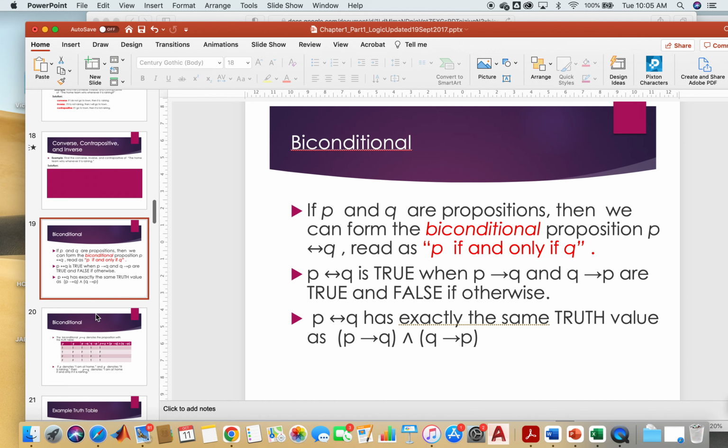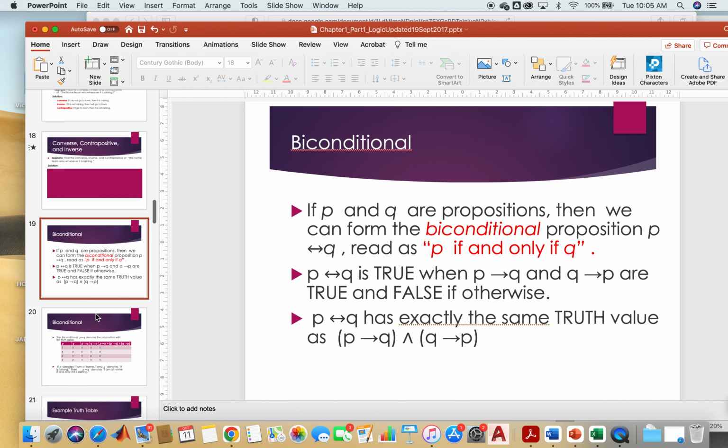So if P is true and Q is true, then the implication will be true. If P is true and Q is false, the implication will be false. If P is false and Q is true, the implication will be true. If P is false and Q is false, the implication will be true.